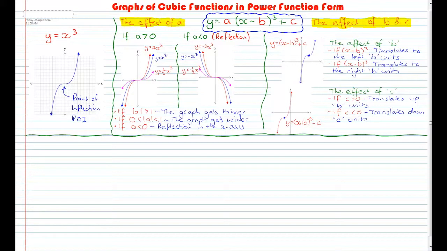Now this graph of your basic cubic can actually be changed in a number of ways, and that can be modelled by the general rule y equals a(x - b) cubed plus c, as you can see up the very top here.